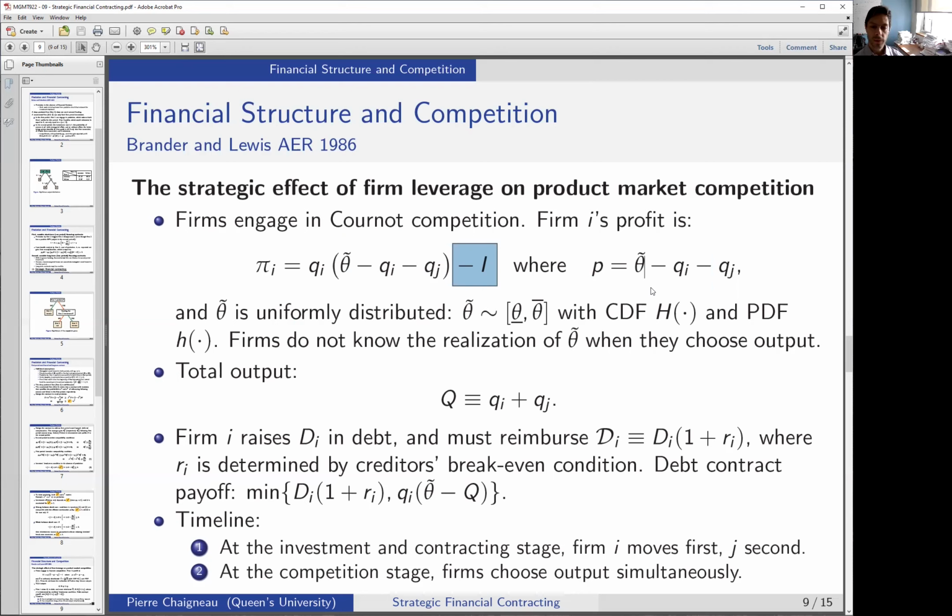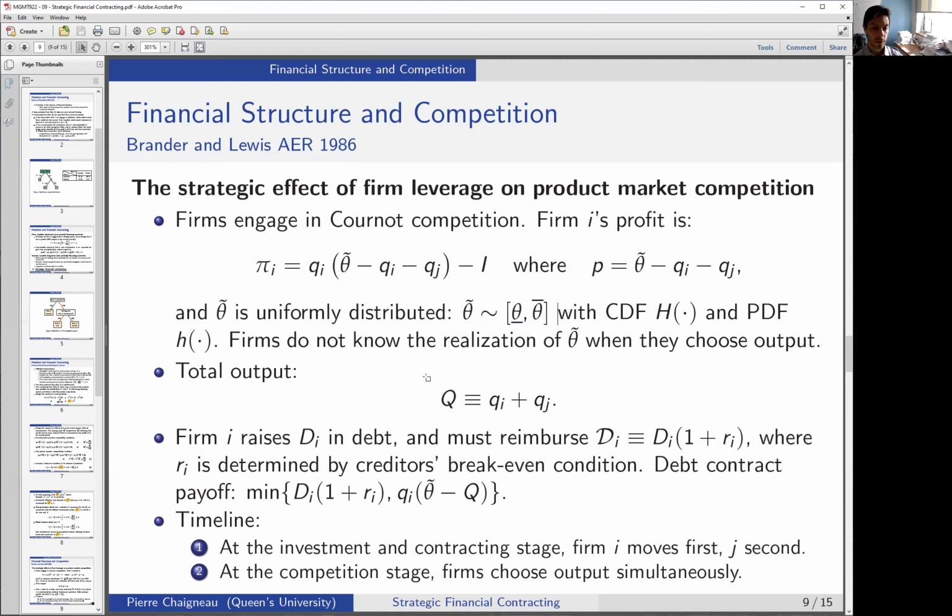So what is the uncertainty that firms face? Well, first of all, there's the quantity produced by their rival. This will be determined in a Nash equilibrium. The second source of uncertainty is the realization of this random variable theta that they do not know at the time of choosing their output. They only know that theta follows a uniform distribution and is distributed on this support with a cumulative distribution function capital H and with a density h. Firms do not know the realization of theta at the time when they choose their output. They're going to take expectations over all possible realizations of theta.